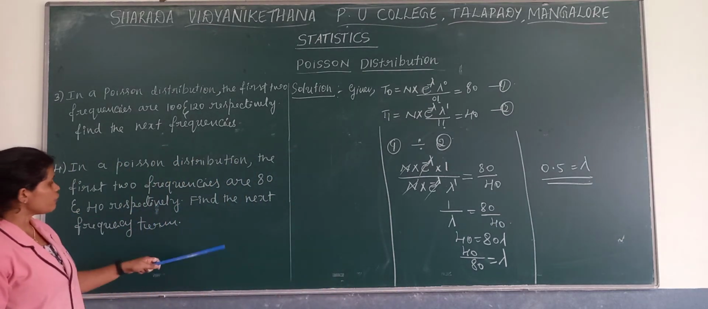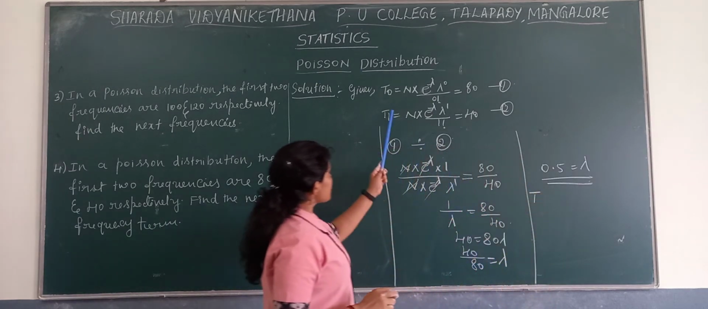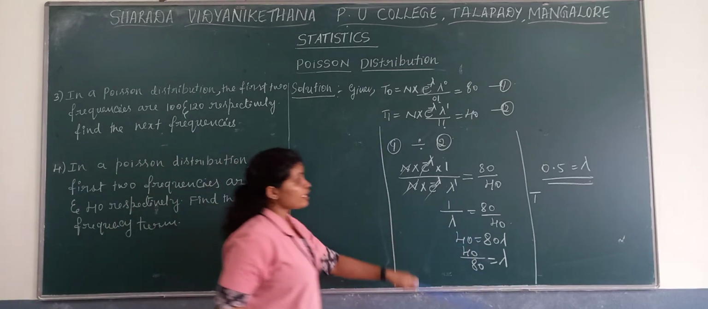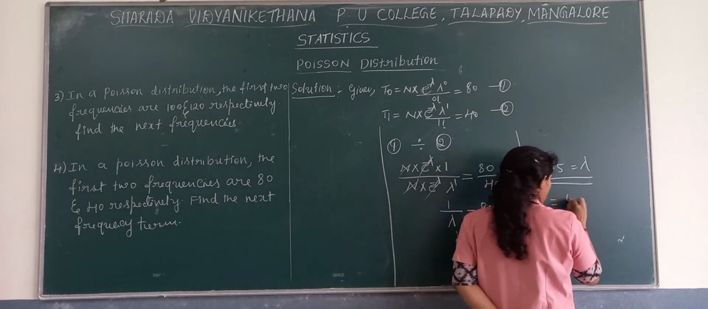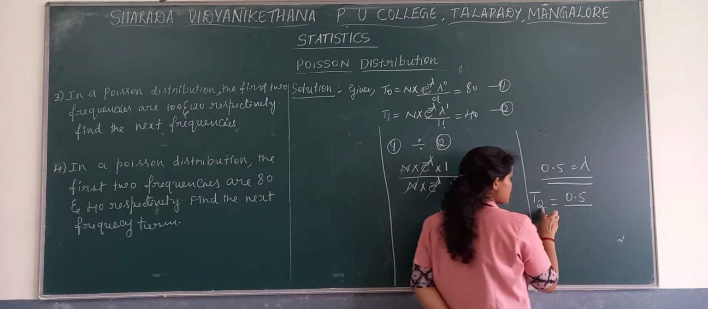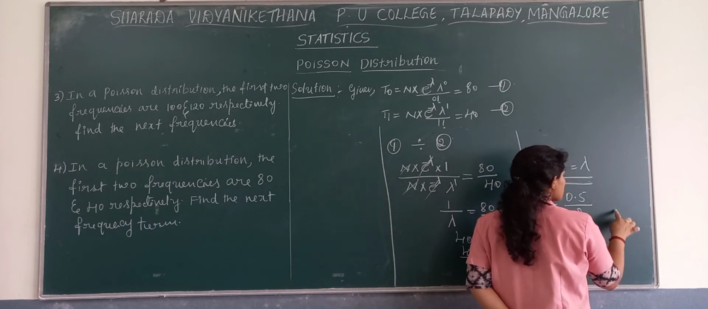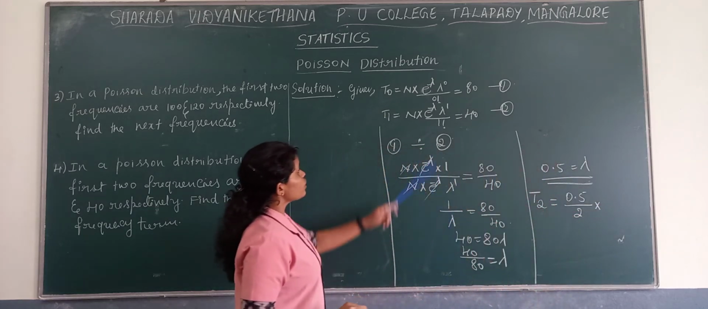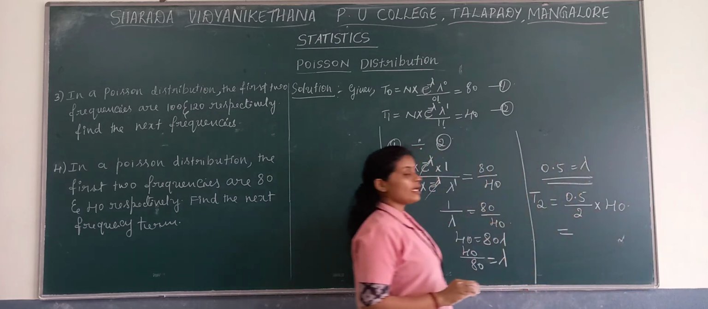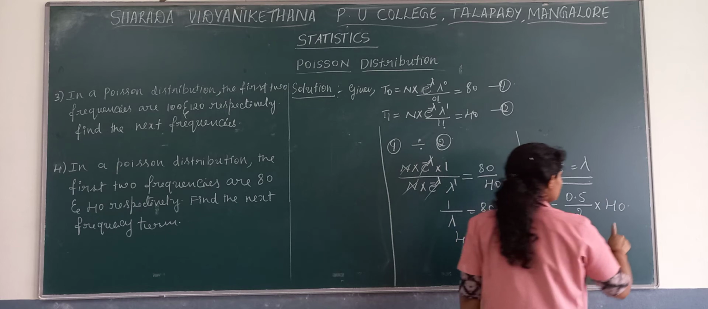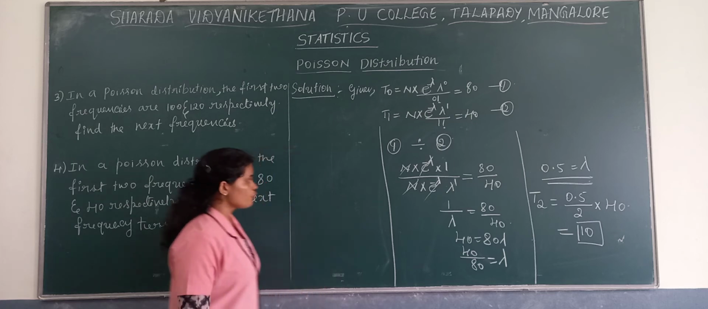Then we got the value of lambda. What do we need to find? The next frequency term. T0 and T1 are already there, so the next one is T2. What is the formula? Lambda divided by x, where x is 2, into Tx minus 1. 2 minus 1 is T1. What is the value of T1? T1 is 40. So 0.5 into 40 divided by 2, we get the answer as 10. This is the frequency term.